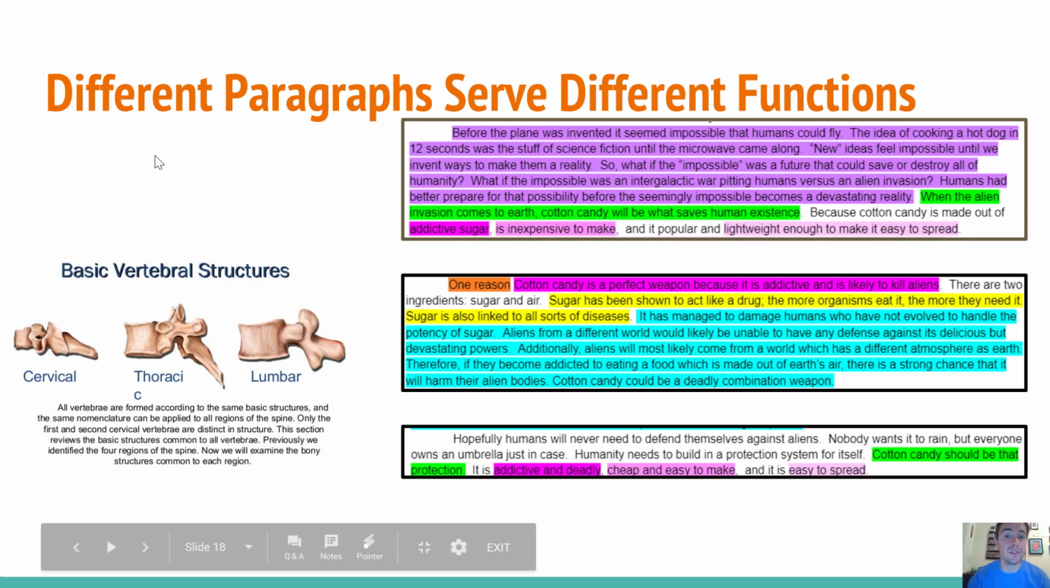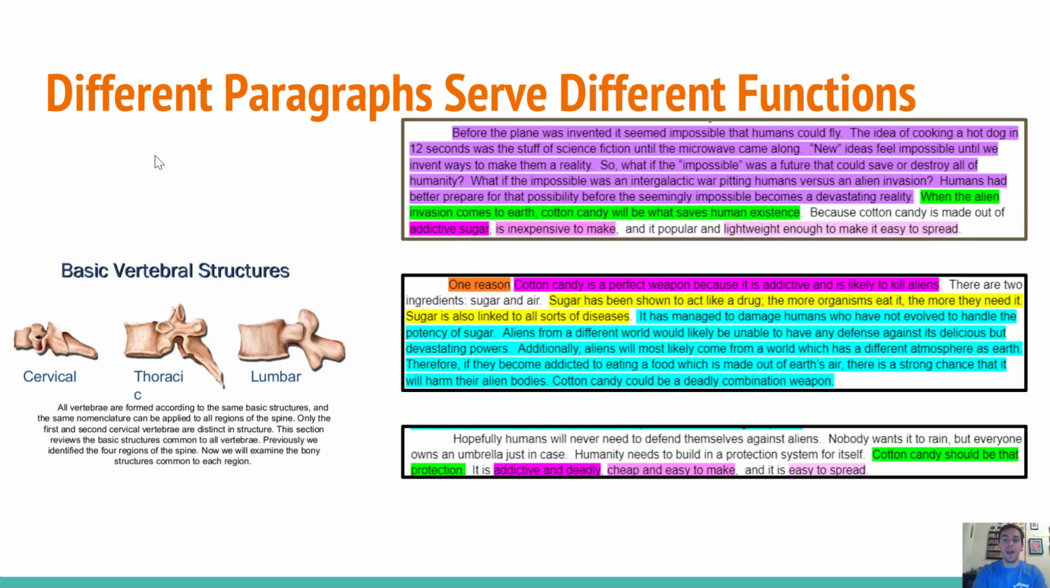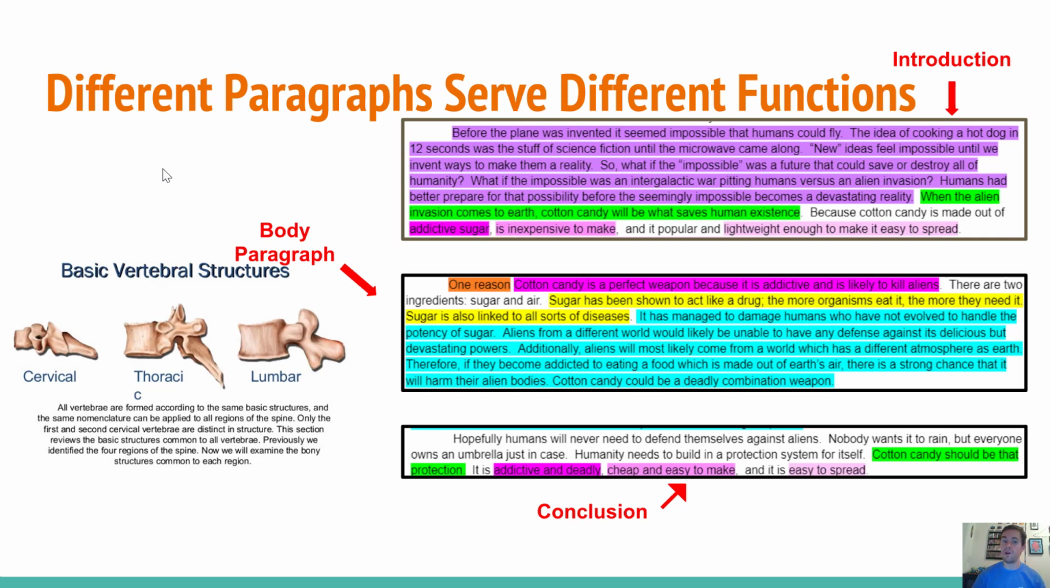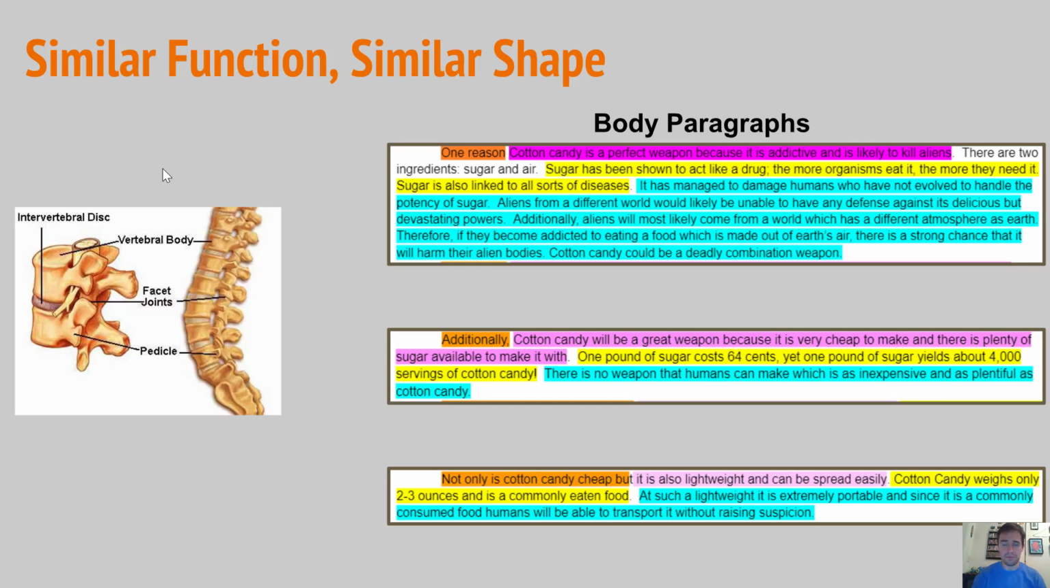It's the same with your bones. Different paragraphs have different functions, therefore they have different structures. Just like your vertebrae bones, they have different functions, so they have slightly different shapes. Your intro paragraph takes on a very different organizational shape than your body paragraph, which takes on a different shape than the conclusion paragraph. But remember what we said before, your body paragraphs are going to be the most commonly written type of paragraphs. So let's look at those.